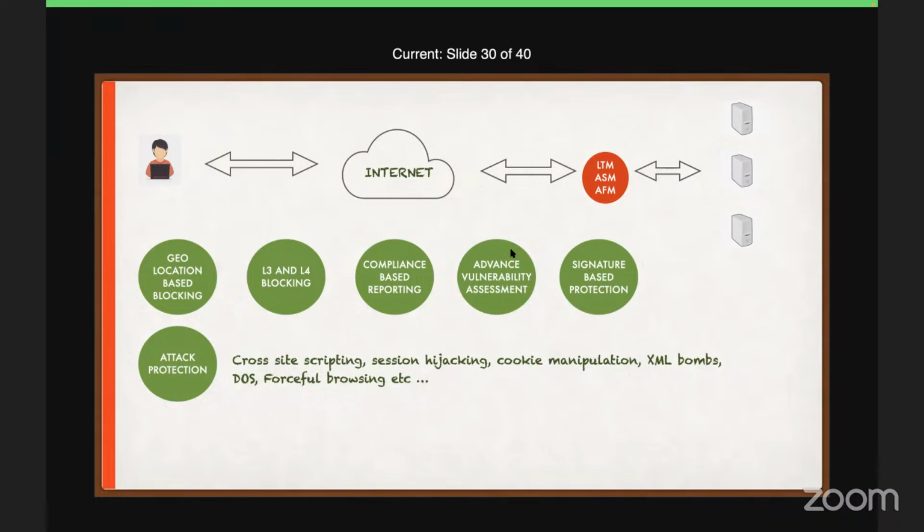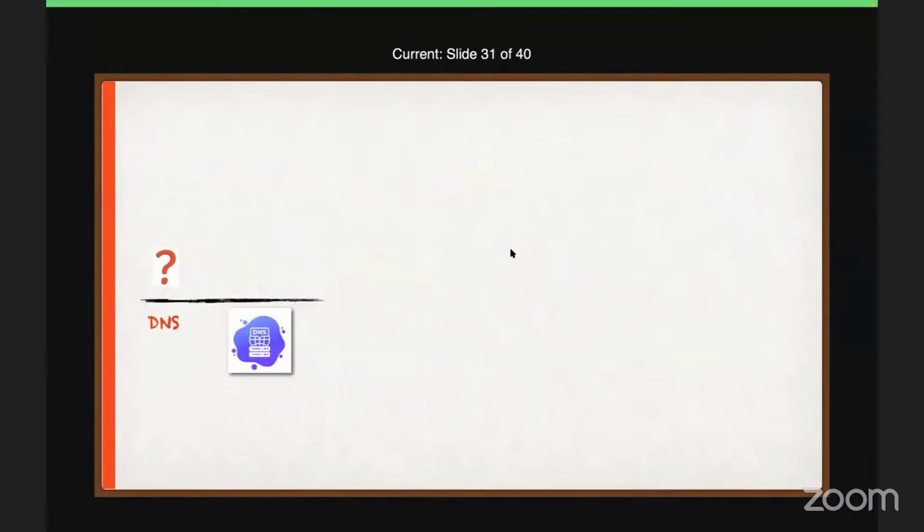AFM is a layer 4 firewall, ASM is a layer 7 solution, and it is updated, and it is also their best selling product, ASM. So it can prevent almost all the layer 7 attacks. Let it be cross-site scripting, session hijacking, cookie manipulation, XML bombs, DOS attacks, forceful browsing. It can actually do all kinds of things. Okay, so this was ASM.